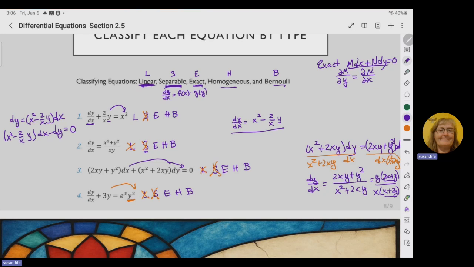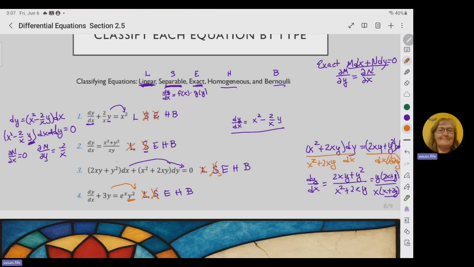M dx plus n dy equals 0. But notice that n, the coefficient of dy, is -1. So the partial derivative of n with respect to x is going to be 0. And the partial derivative of m with respect to y, because you have a y term here, is going to be the coefficient of that y term, negative 2 over x, which is not equal to 0. So not exact.